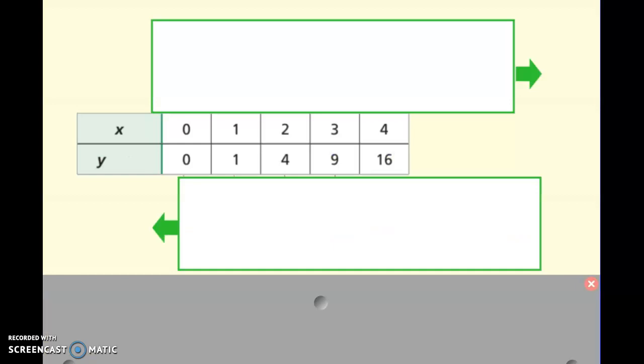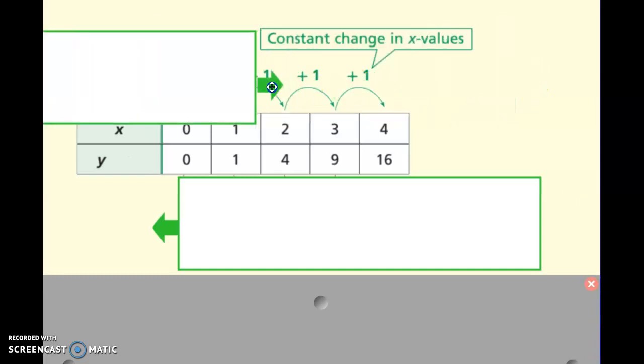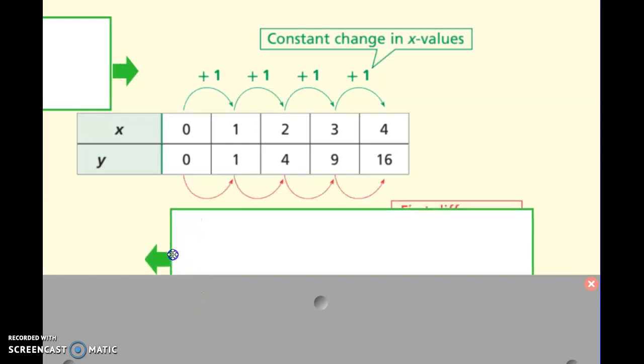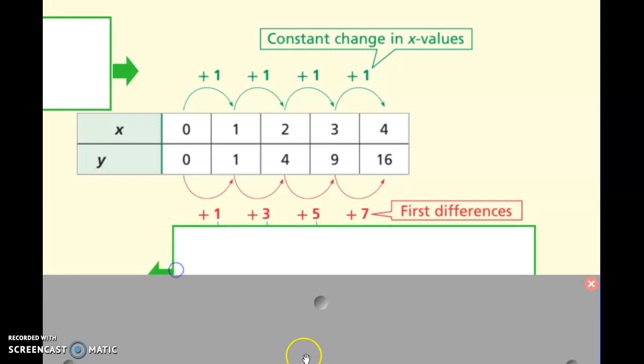In the past, we've looked at charts and tables, function tables, and we've been able to tell whether or not those functions were linear if we had a consistent change in x and a change in y. If you look at this, you can see that there is a consistent change in x, and the constant changes +1 each time. But if we look at the change in y, we'll notice that the change is not consistent. Therefore, it's not a line.